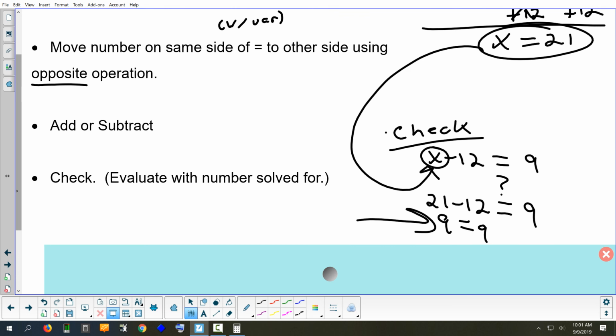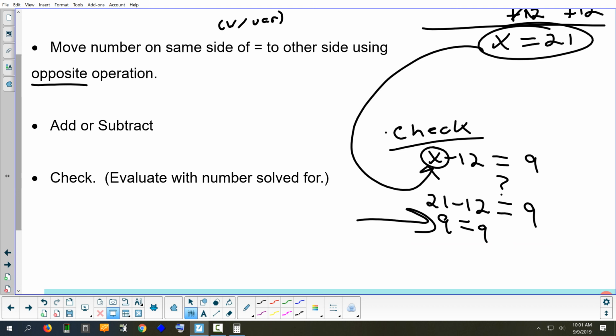Okay? Now, if we had gotten like 9 equals 8, what does that mean? The answer that we got could be wrong. What else could it mean? You checked it wrong. So if you don't get the same number on each side, you either got the wrong answer, or when you checked it, you made a mistake checking. Okay?